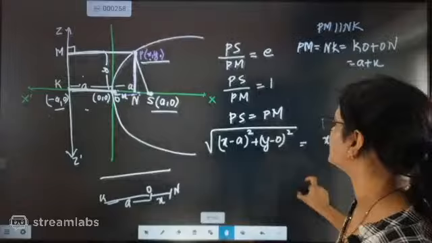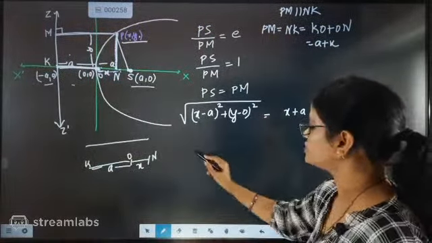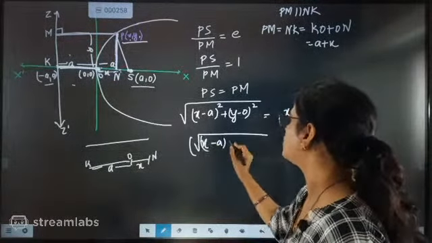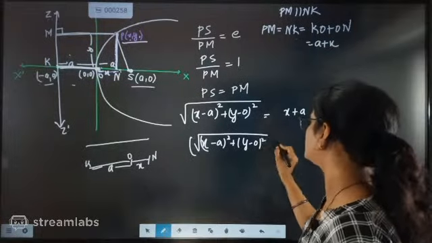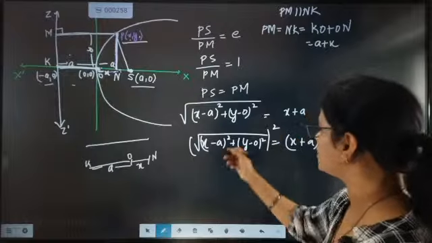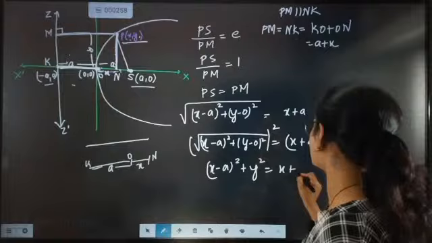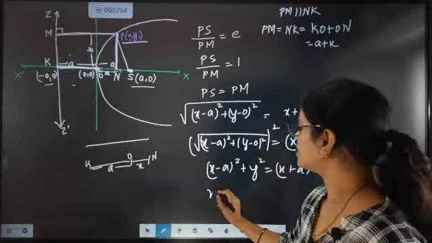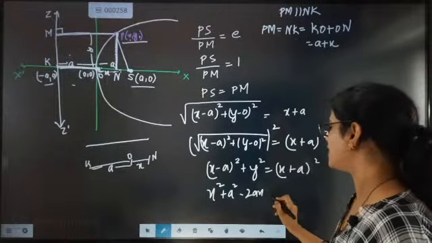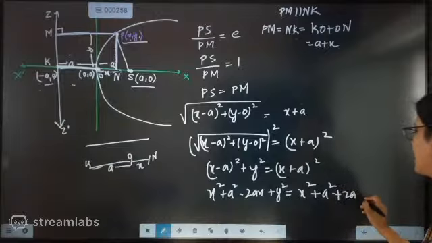Now what we have to do here is find the equation. So now we are going to square both sides. Once we square both sides, what we get is x minus a whole square plus y minus 0 whole square equal to x plus a whole square. So now square, and this part is going to cancel. So you have x minus a whole square plus y square equal to x plus a whole square. Now take it out: x square plus a square minus 2ax plus y square equal to x square plus a square plus 2ax.